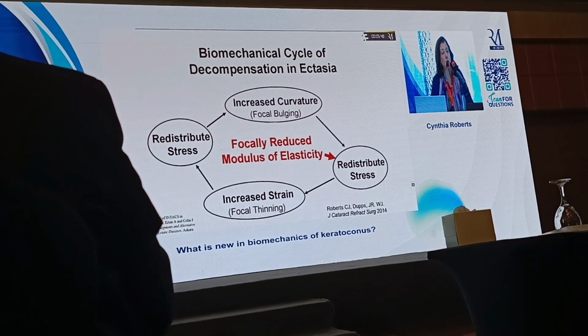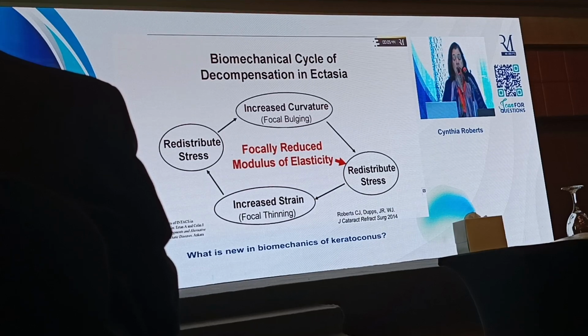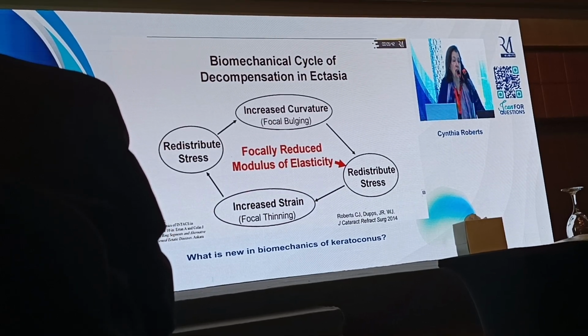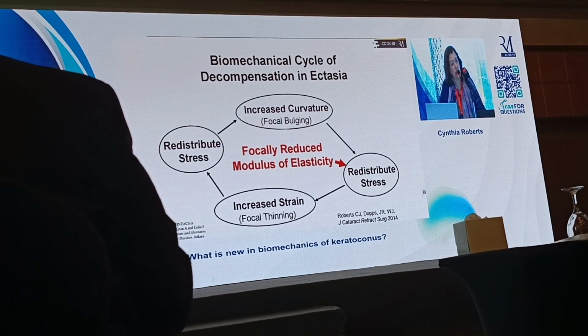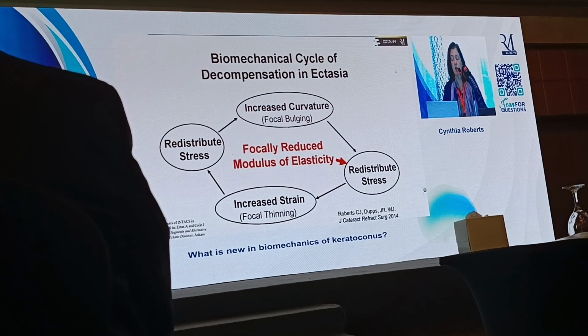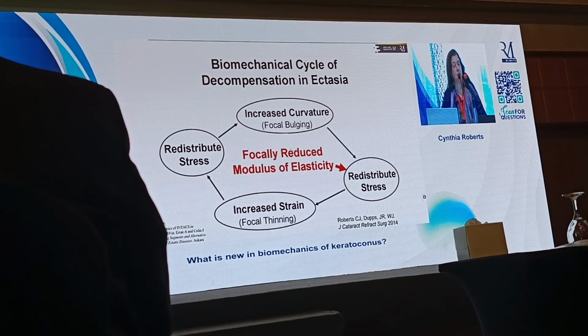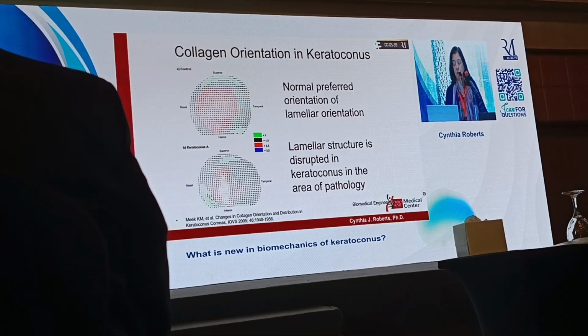So if we have a focal reduction in modulus, it changes the stress distribution, it causes thinning and stretching in that one area, which redistributes the stress distribution, which causes increased curvature. And there's a cycle that leads to progression in keratoconus. So you have this constantly changing stress distribution.